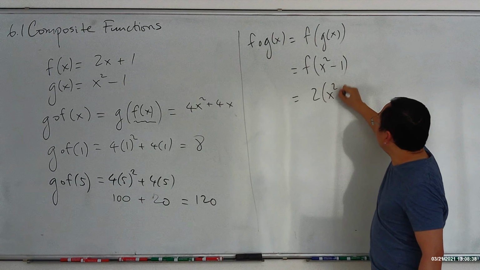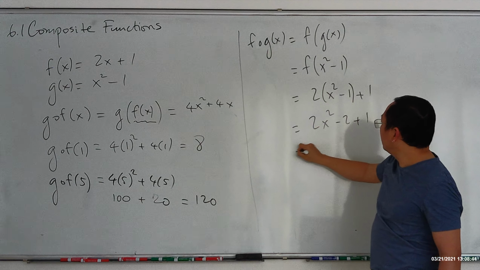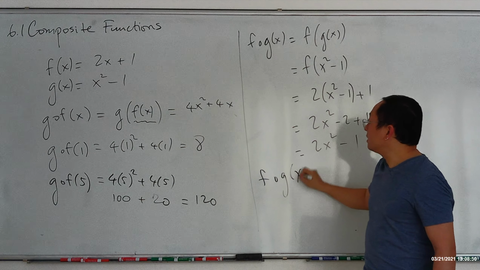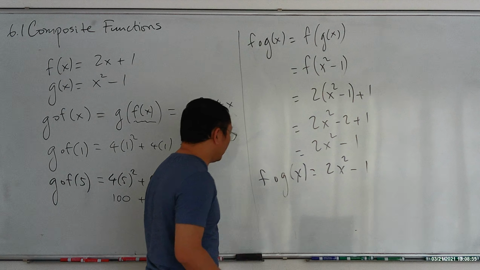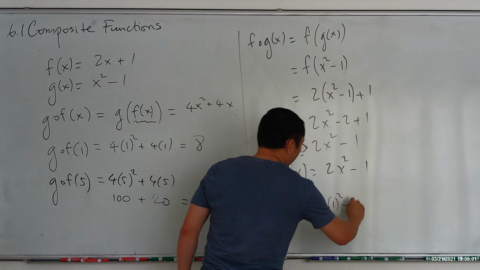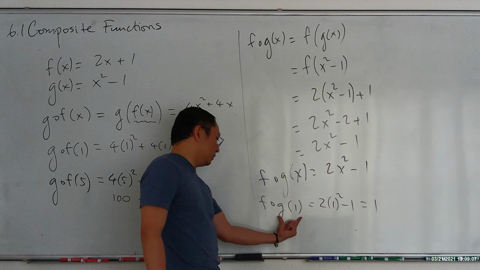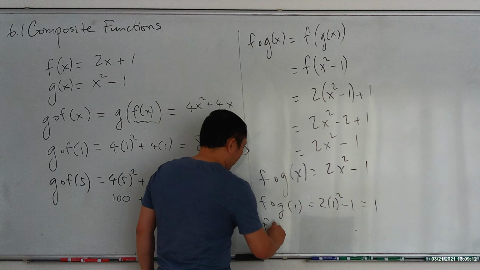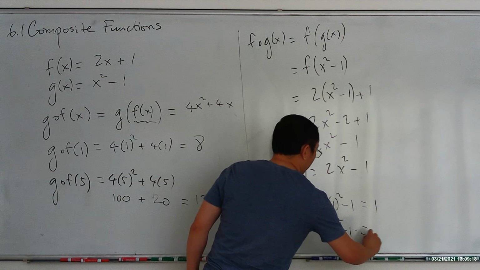So this is 2 times x squared minus 1, and then plus 1, which is 2x squared minus 2 plus 1, equal to 2x squared minus 1. So f of g of x is going to be equal to 2x squared minus 1. You can try. Say f of g of 1 is 2 times 1 squared minus 1, equal to 1. Plug 1 into g, and then you plug g of 1 into f, you got 1. That's what we have. And try any other number. Say f of g of 0, 2 times 0 squared minus 1 is equal to negative 1.